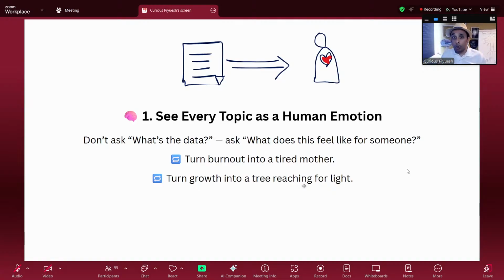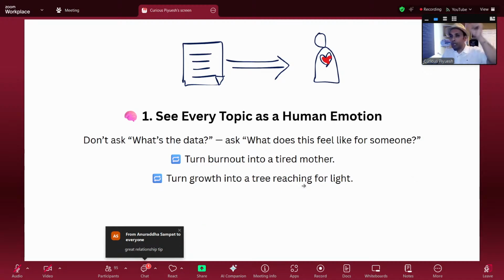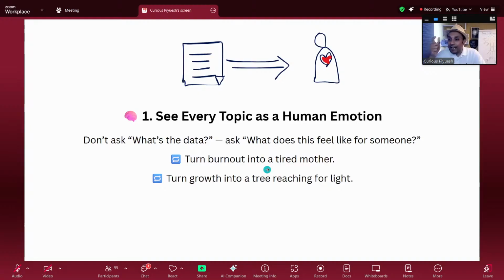Some people are so proud of their salaries. It's an ego state for them. Do you want to marry that person? He will always keep counting your numbers. So turn burnout into a tired mother. A burnout is a fact, but it is equal to your mother is tired. Turn growth into a tree reaching for light. Am I making sense, folks? Am I making sense?